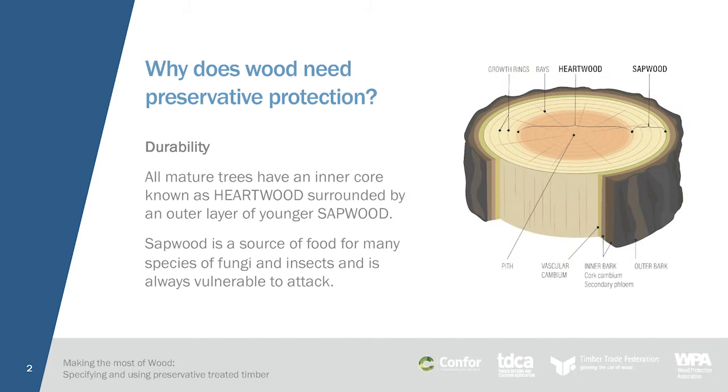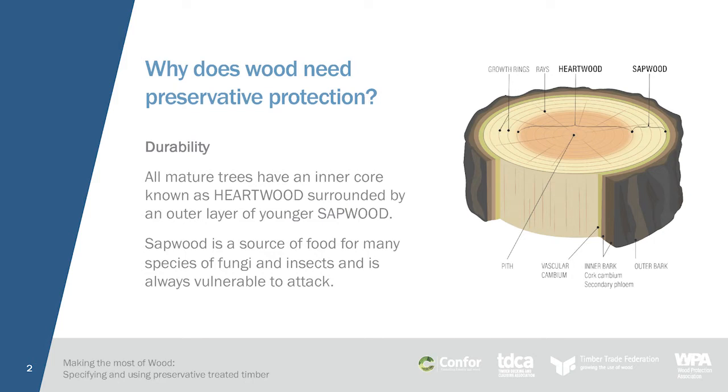The heartwood of some species contains naturally occurring chemicals, the waste byproducts of growth, that make it relatively durable and provides some resistance to decay and insect attack. The degree of natural durability varies from species to species. In many species, the heartwood is slightly darker in colour.